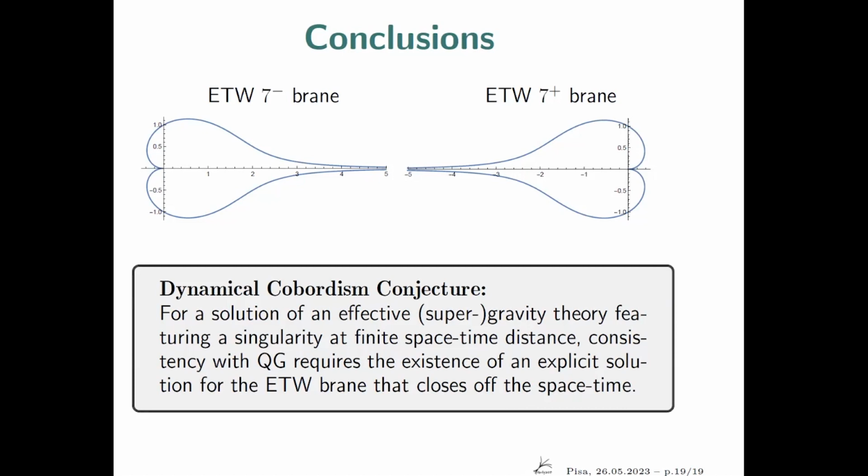Okay, so I end with the conclusions. We formulated this into a generalized, if you want, dynamical cobordism conjecture. If you have a solution for an effective supergravity, I mean not necessarily super, theory featuring a singularity at finite spacetime distance, consistency with quantum gravity requires the existence of an explicit solution for the end of the world brane that closes off the spacetime singularity, and the evidence is what I told you, essentially.